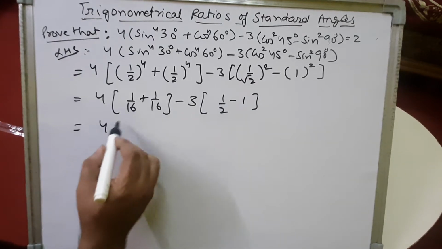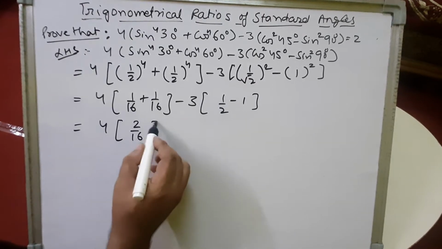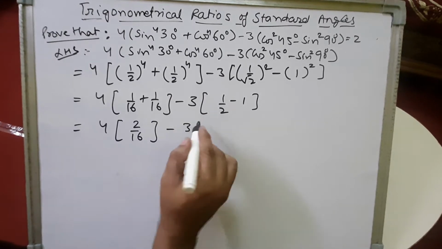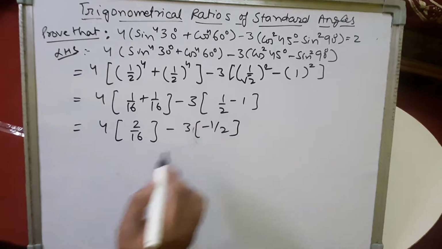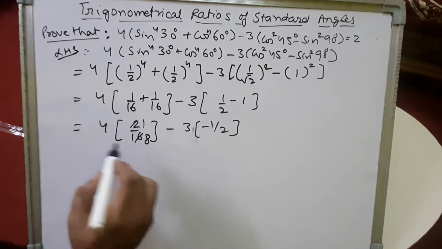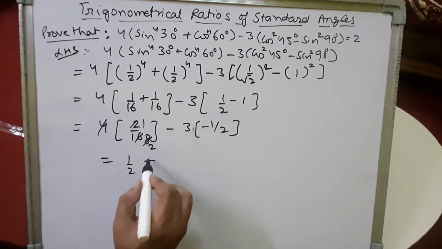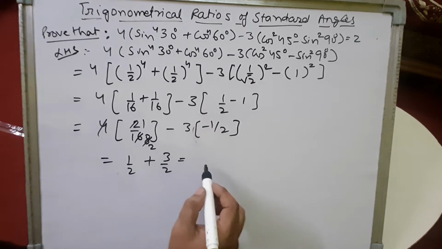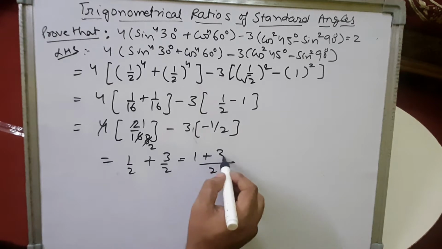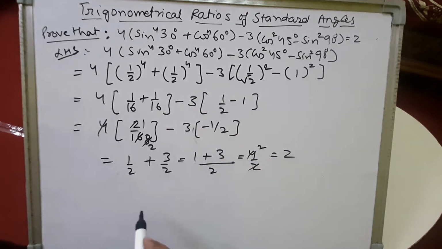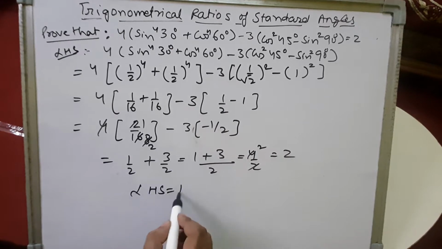So 1 by 16 plus 1 by 16 will be 2 by 16, and 1 by 2 minus 1 will be minus 1 by 2. So 2 eights are 16 and 4 twos are 8, what will we get here? 1 by 2, minus minus becomes plus, it will become 3 by 2. So when we take 2 as the LCM, we will get 1 plus 3, that is 4 upon 2, which is 2. So we can say that the left hand side is equal to the right hand side, as proved.